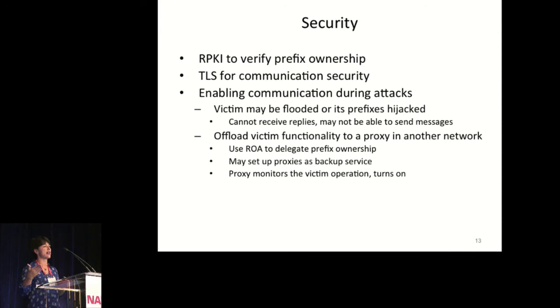Also, to address attacks in the middle, we use TLS, which is common for communication security. Further, the victim might be so overwhelmed with the attack that it cannot communicate, not even with SENSS. Maybe its prefixes are hijacked, so it cannot receive replies from SENSS, and that's bad because the victim needs to observe in order to learn what to do with the traffic and routes. Or it may be so overwhelmed with the DDoS attack that it cannot receive replies from SENSS servers. What the victim can do easily with SENSS is offload the victim functionality to, say, a cloud in a different network.